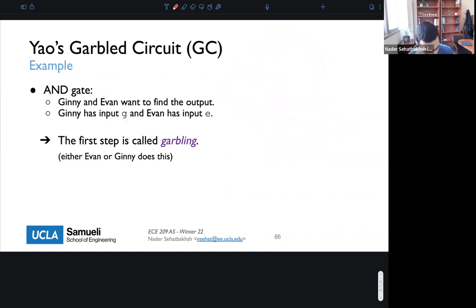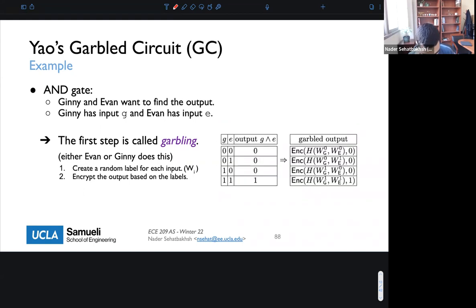So now let's continue. The very first step, after initializing the system with the inputs in the truth table, is what is called garbling, all right? For the garbling, one of these two players has to be the garbler. Either Even or Gini, it doesn't matter which one, just one of them has to accept the role of the garbler, and the other one becomes the evaluator. So now let's, for example, assume that Gini is the one who is garbling the circuit.